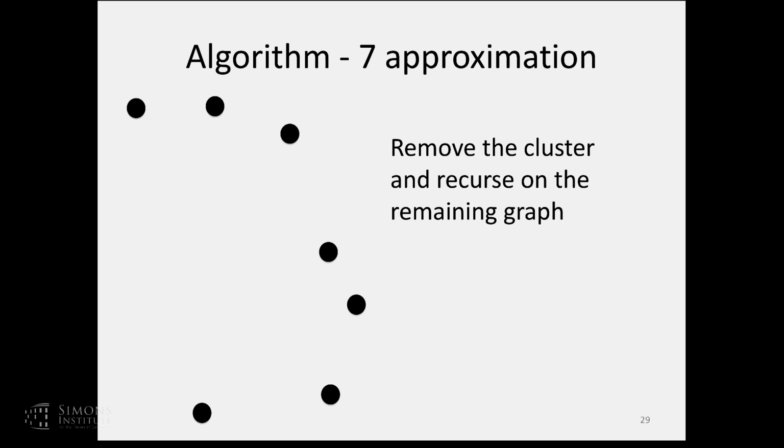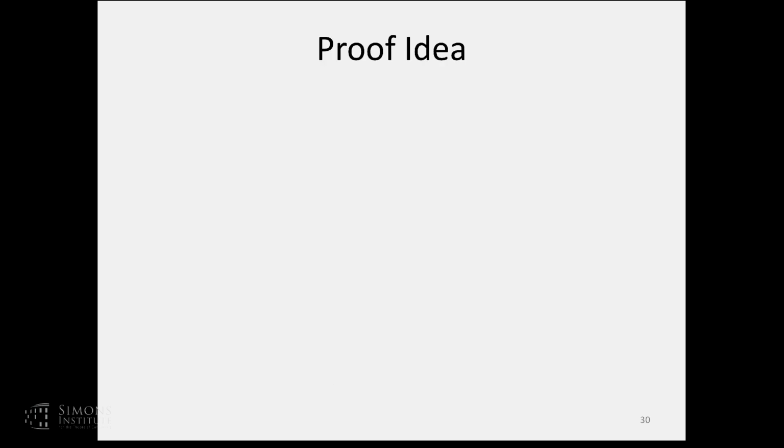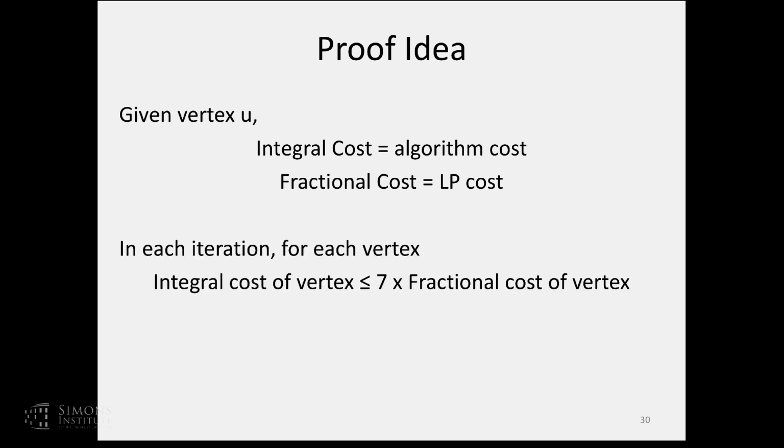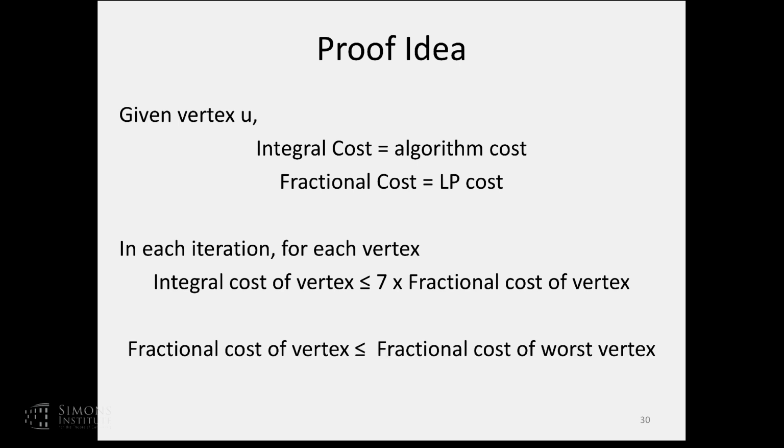I'll try to give you a flavor of the analysis, enough so that if you're really interested, you can go back and read it, or even reconstruct it. We take the algorithm's cost. Remember, there's a cost for every vertex, and we're interested in minimizing the maximum. We compare the mistakes we make at a particular vertex with the mistakes the LP made at that vertex, and show that they're within a factor of 7 of each other. If we show that, we're done.